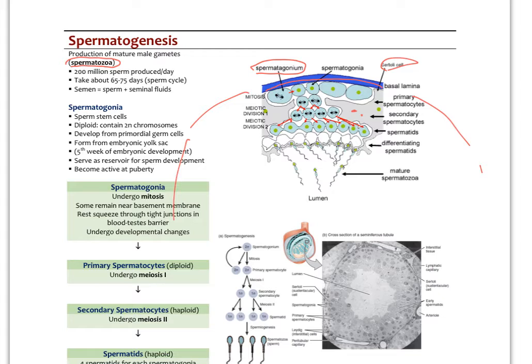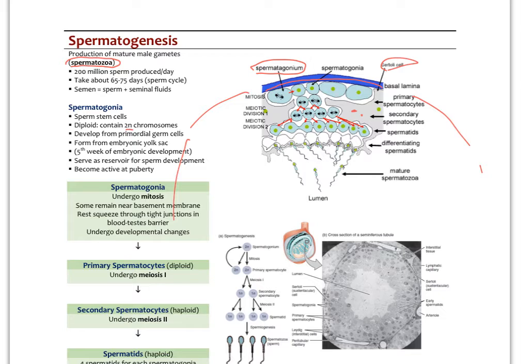And these are sperm stem cells. And they're there from birth. They develop in the embryo. And they're going to undergo development into a series of stages. First, the spermatogonia, I'll just say they are actually diploid, so they have the full complement of 46 chromosomes. We call that 2N chromosomes. And they're actually derived from the embryonic yolk sac, and we start to see them first around the 5th week of embryonic development. And they're going to serve essentially as a reservoir for sperm development, becoming very active at puberty under the influence of all the different hormones, especially testosterone and estrogens.